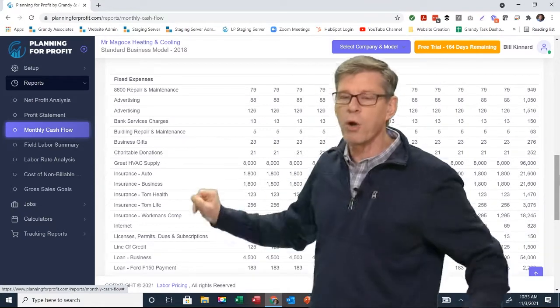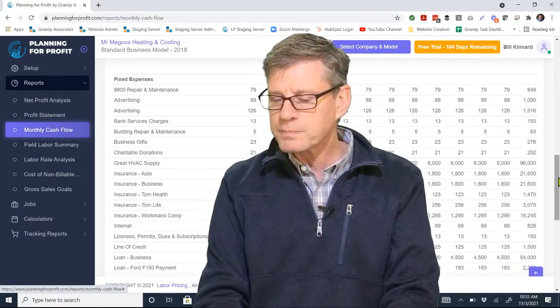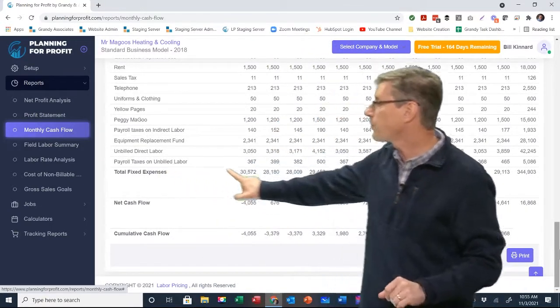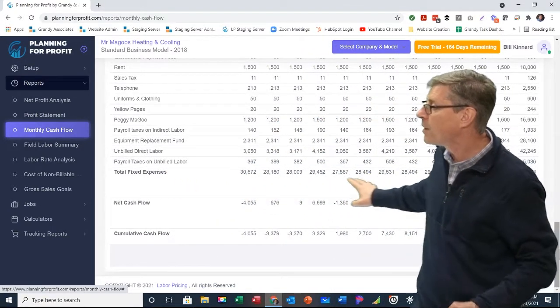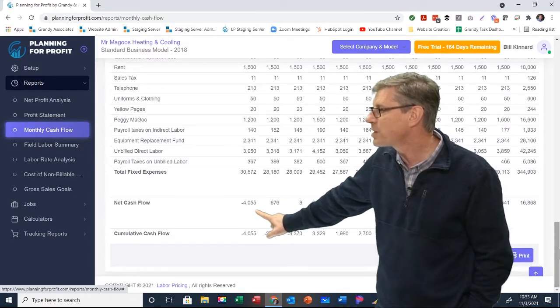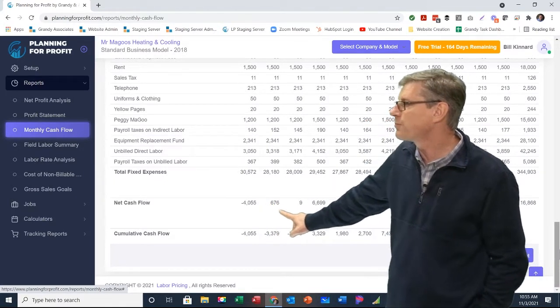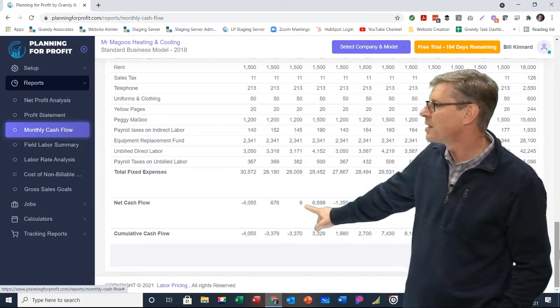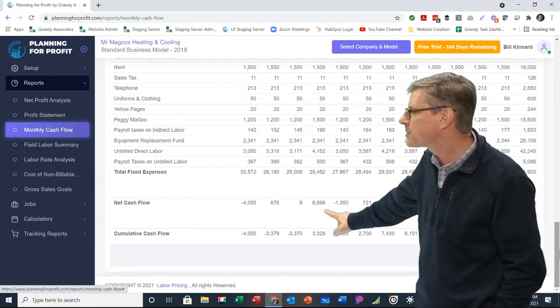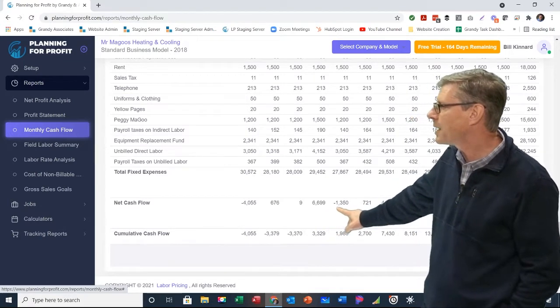And then when we get all the way to the bottom, we can see, first off, our total fixed expenses for the month. What is our net cash flow? So I can see here in January, we're at minus $4,055. In February, we're at a plus $676. In March, we're at a whopping $9 in profit, right? And then we're plus $6,600, minus $1,300, right?